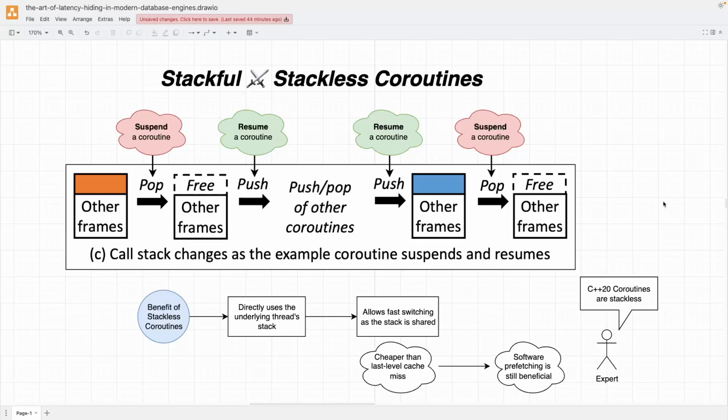Stackful coroutines, as the name suggests, are coroutines where each and every function has its own stack. And all of us here know an example of this type of language, Go.